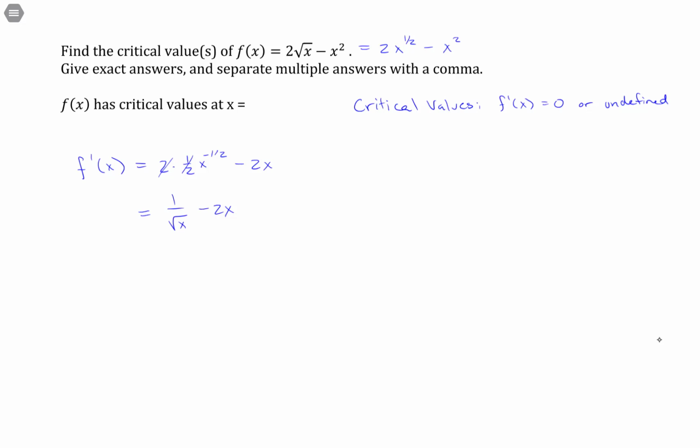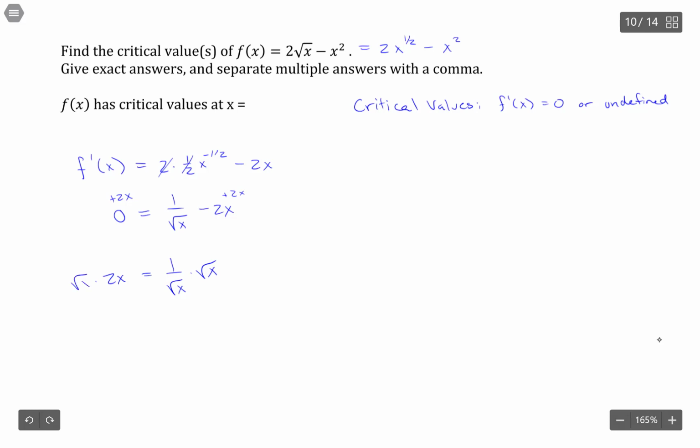Okay, now this here would give me something I can set to 0 and try and solve. So if I set this to 0, I've got to get x's together. So first thing I'll do is add 2x to both sides. So 2x equals 1 over the square root of x. And to get the square root of x out of that denominator, I'm going to multiply both sides by the square root of x. So that cancels that out, leaving me 1 there.